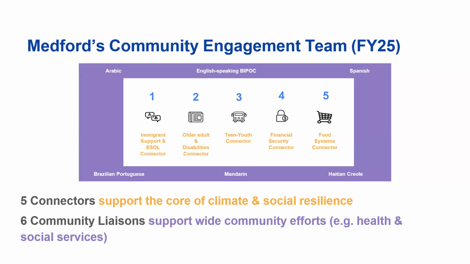Meanwhile, a new group has formed, which we've called the Connectors. And these connectors focus on key areas, such as immigrant support and ESOL, older adults and disabilities, youth engagement, financial security, and food security or food systems. Essentially ensuring that climate adaptation efforts are deeply rooted in various community needs. And this phase of the work is also supported by the Barr Foundation to help us further build capacity and deepen our impact to also address elements of emergency preparedness.